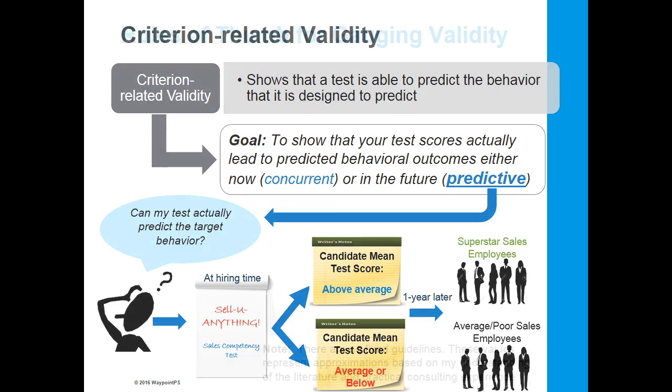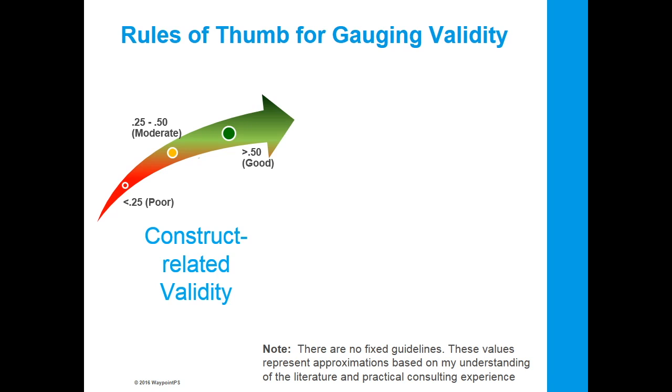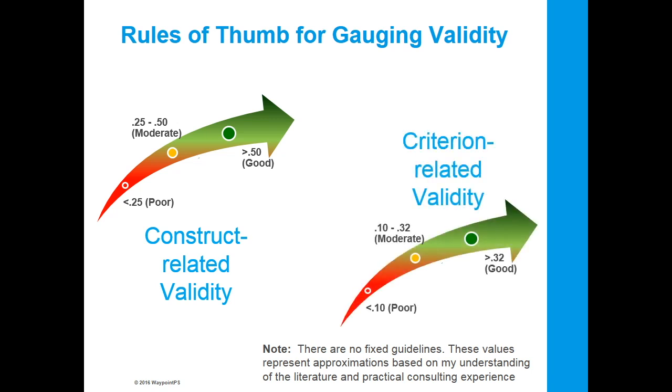So far we talked about 3 types of validity: content, construct, and criterion-related validity. So what are the rules of thumb for gauging validity? Starting with content, there's really no correlation coefficient associated with it, because as long as you use subject matter experts and ensure that you cover the test domain comprehensively, then you're okay. With construct-related and criterion-related validity, we do have correlation coefficients that we need to examine.